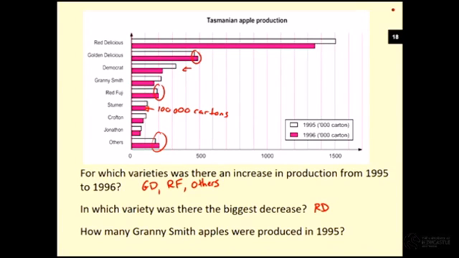Now, how many Granny Smith apples were produced in 95? This is where it's, you could call it a trap. It's making sure we quote this. So Granny Smith apples in 1995. Granny Smith 95 is light pink. And I've got to do a bit of estimating here. If that's 200 and that's 300, I might call it 220.